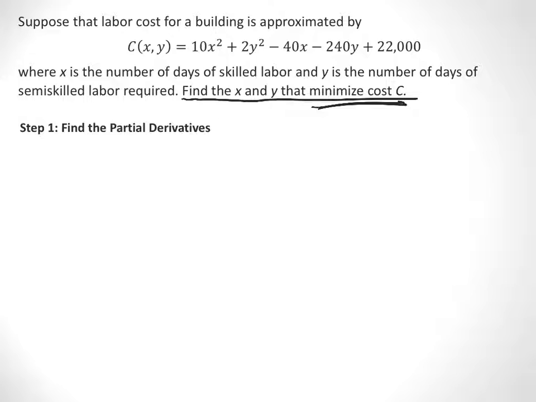You need to minimize cost. And they're telling you that cost is this function. So we want the minimum of that function. It does have two variables, but that's okay. We know how to do that with the D-Test.